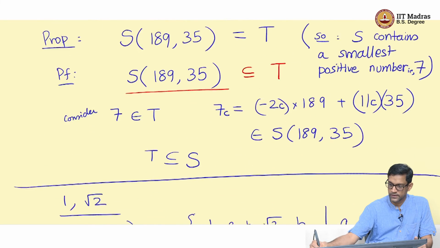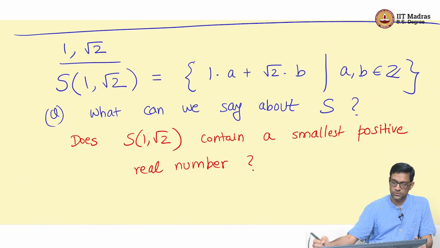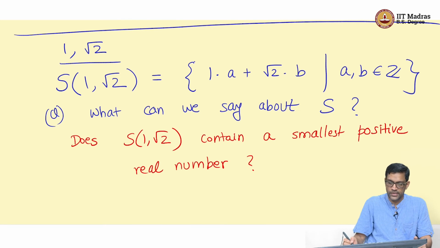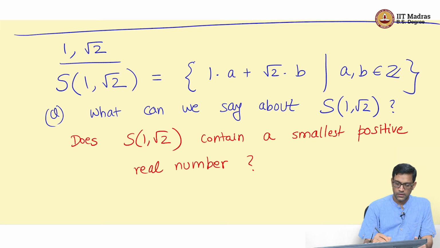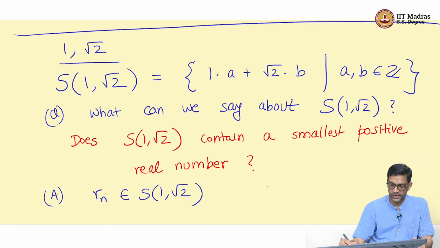So, now let us see what the conclusion is. So, let us go back to our question, what can we say about S? In particular, does S contain a smallest positive real number? So when I said S here, of course I meant S of 1 comma root 2. Now let us see what did we just realize about S. We realized that every one of these remainders actually belongs to S. Every one of the Euclidean algorithm remainders belongs to S for all n greater than or equal to 1.